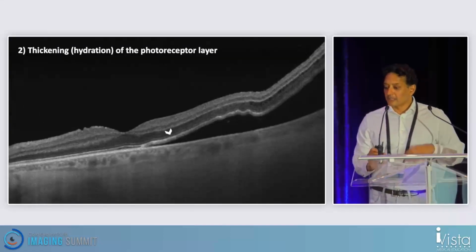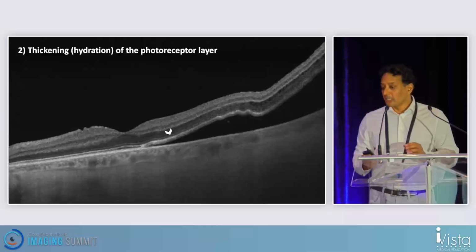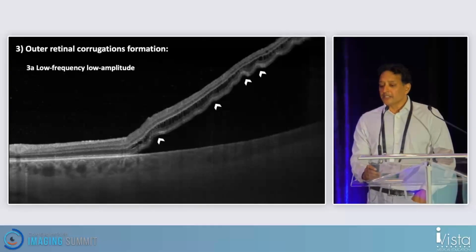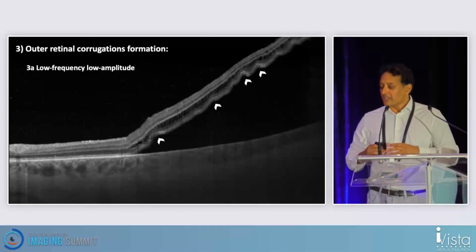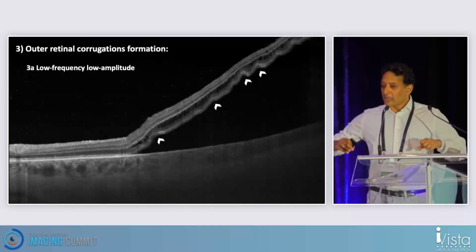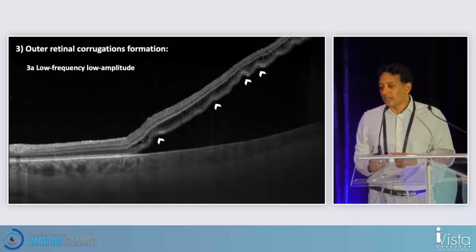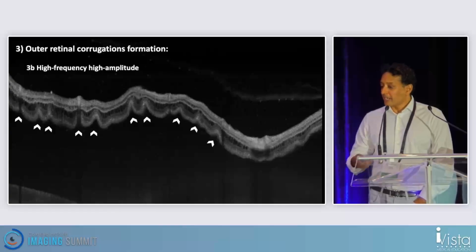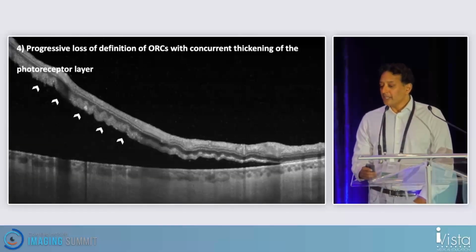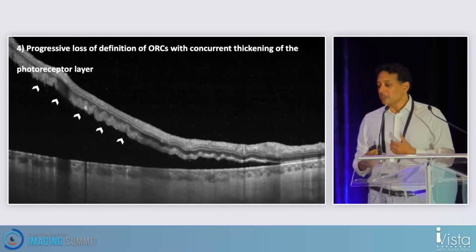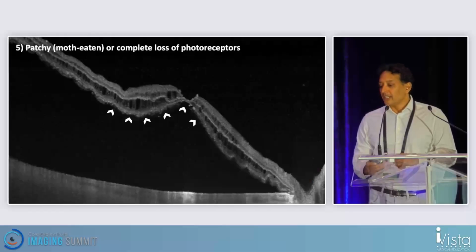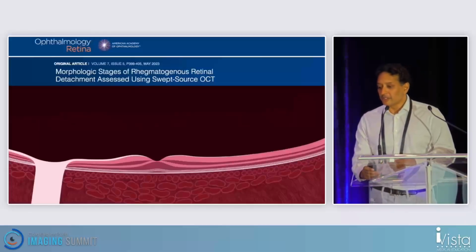Then the outer retina gets hydrated, as you can see here, that thickening there. And then you start to get these low amplitude corrugations because the outer retina is expanding beyond the space that's there between the optic nerve and the ora and other landmarks. And then you get these high amplitude corrugations as the hydration progresses. And then as you get even more hydration, you start to get a breakdown of tissue, and you get these hyperreflective dots and eventually patchy and complete loss of the photoreceptors.